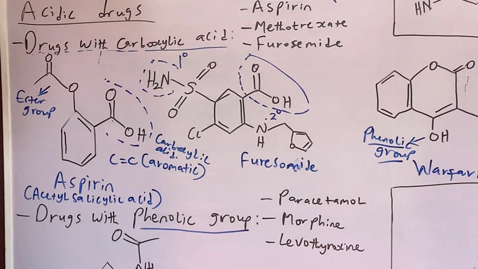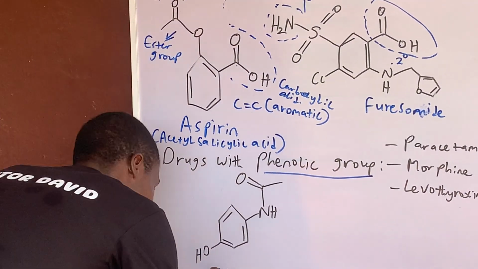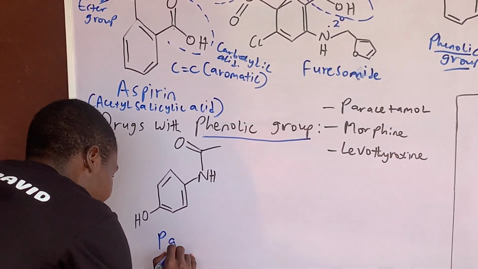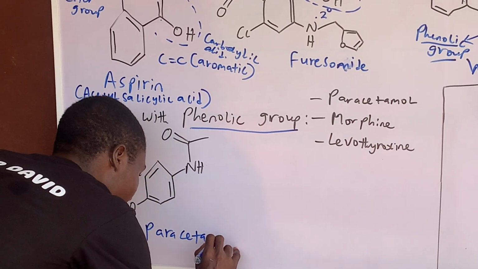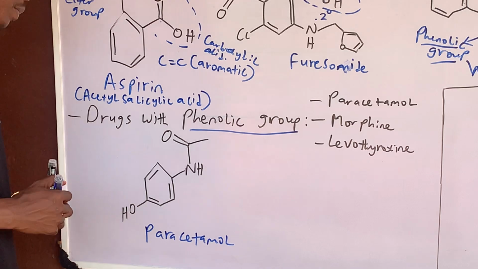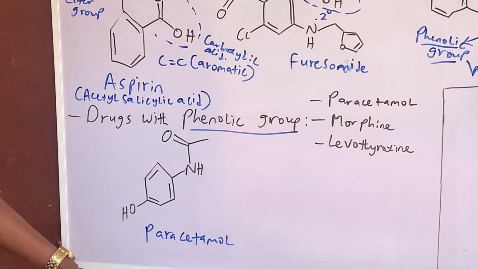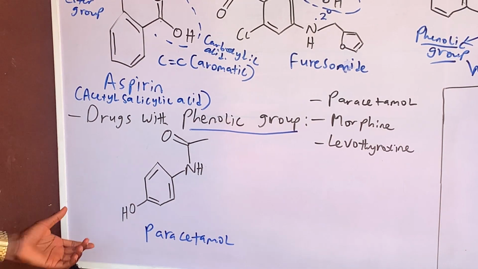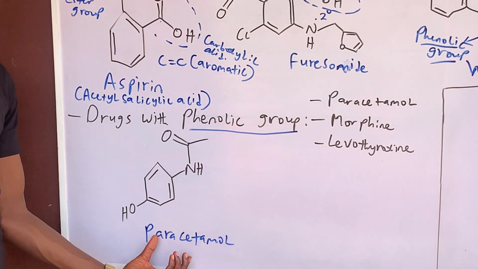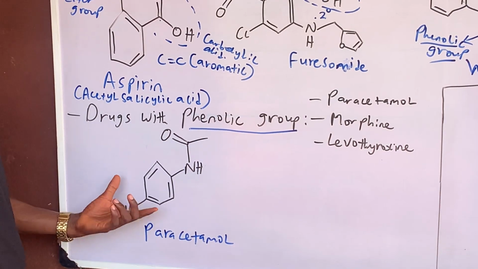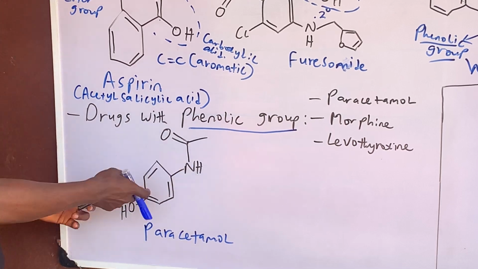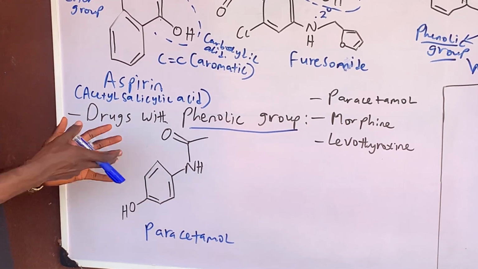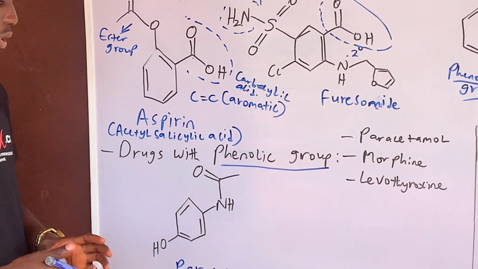Then when we come over to this, what we have here is paracetamol. The reason why it's called para is because the two groups on the aromatic chain are para to each other.